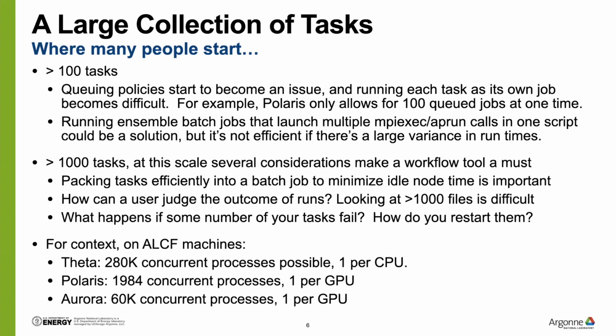And just for context, to talk a little bit about the scale of our machines here at ALCF, if you were to say, for example, you wanted to run a task on every core on Theta all at once, that's over 280,000 tasks. That's just a whole other scale. And then if you start to think about our machines that use GPUs, you might want to be running one task per GPU. That's maybe 2,000 or so tasks on Polaris. On Aurora, that will be 60,000 concurrent processes that you could be running at once. And at that scale, you need some kind of tool.